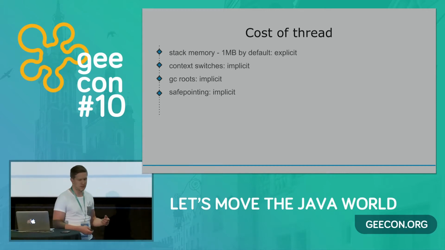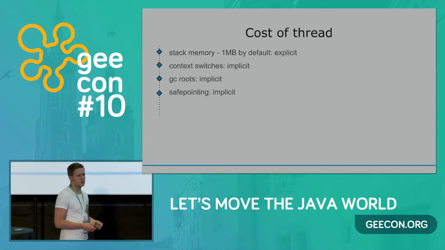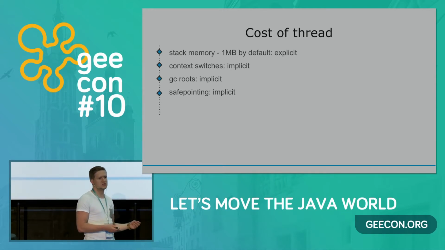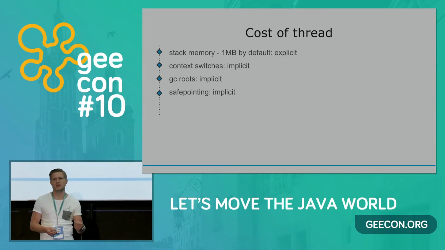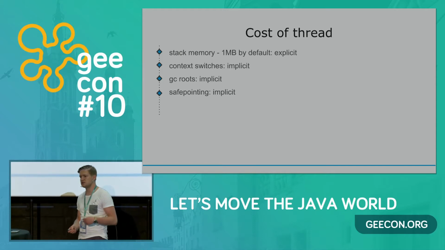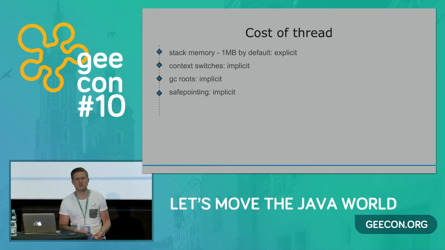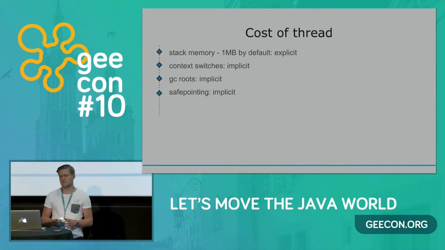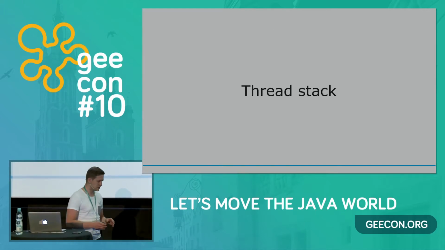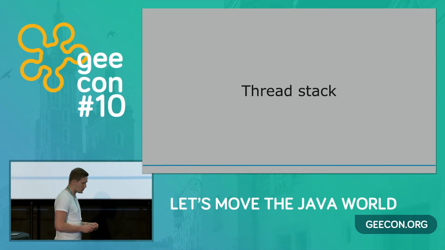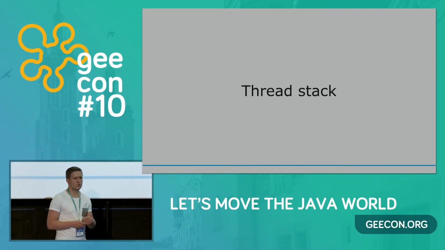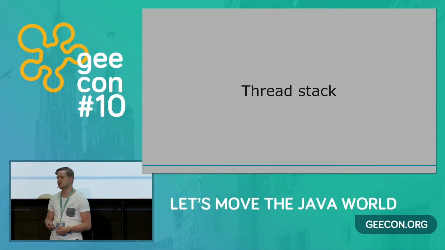There are also some implicit costs, especially in JVM. One of them, it's not JVM only, but in general, is context switches. And then in JVM, each thread is a GC root, and you have to wait for it whenever you start a safepoint, etc. But let's first concentrate on the thread stacks. So where is this memory allocated, and why is it important to remember about it?